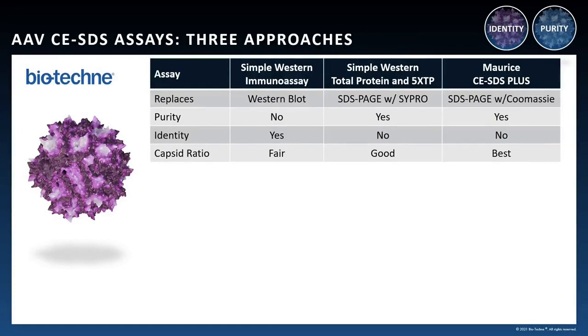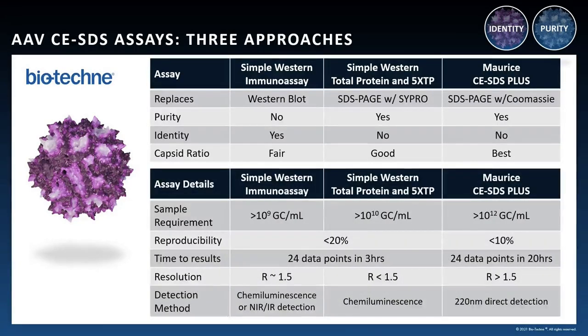Across these two platforms, we have 3 CE-SDS or size-based assays to address identity and purity. The Simple Western immunoassay replaces the Western blot as we already discussed, and it is a great identity tool. It works well for capsid ratio measurement as well. Of these 3, it is also the most sensitive assay as summarized in the table below.